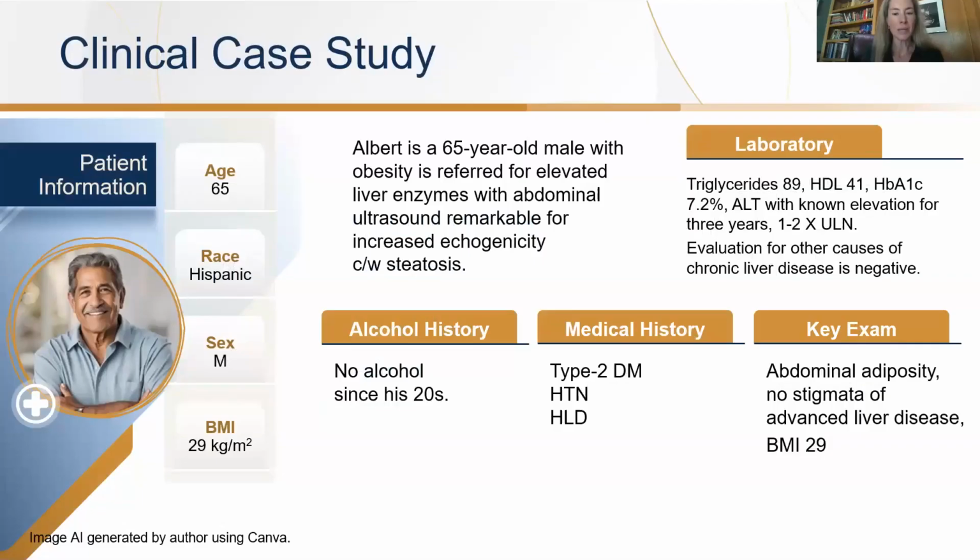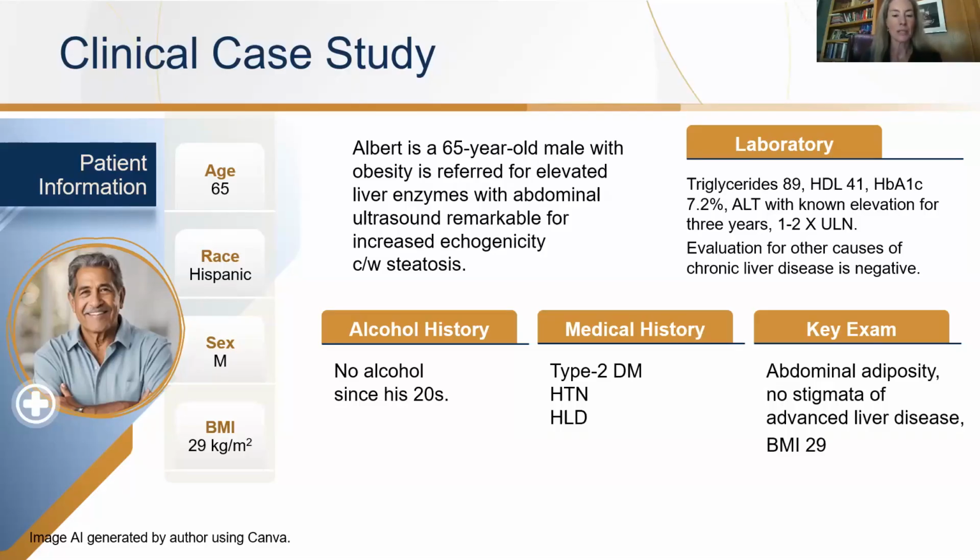Okay, so to conceptualize the use of NITs, we're going to begin with a clinical case study. This is a very typical patient that might present to primary care or to GI or hepatology with concern for MASLD. This is a 65-year-old Hispanic male with a BMI of 29, right on the border of obesity, referred for elevated liver enzymes and an abdominal ultrasound remarkable for increased echogenicity, which is consistent with hepatic steatosis.